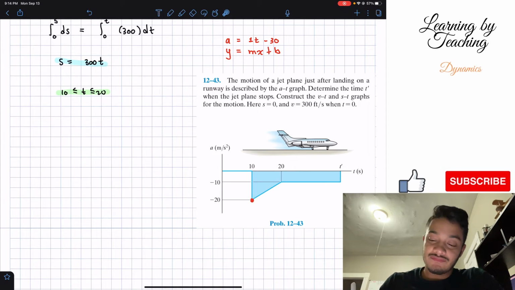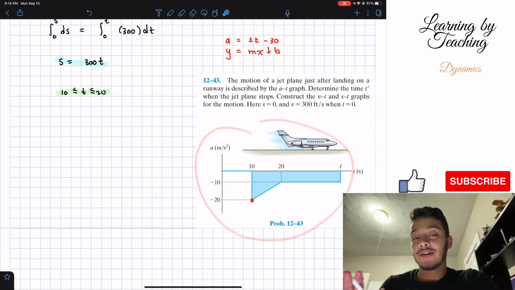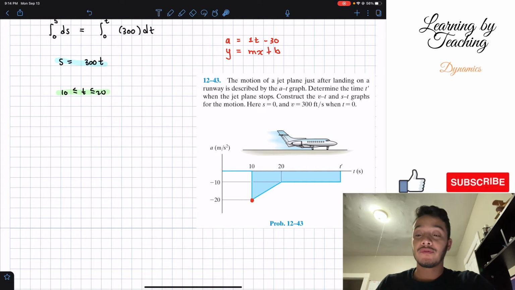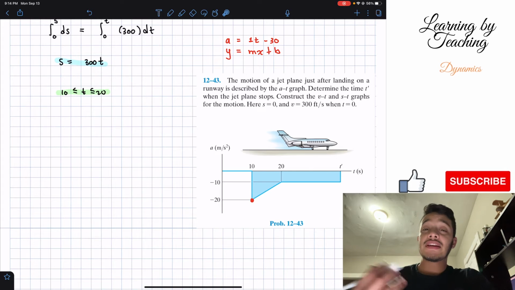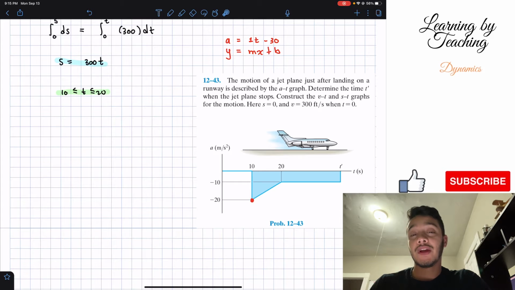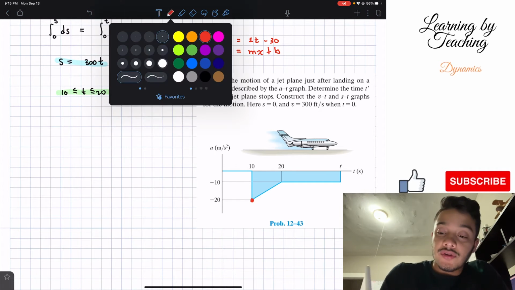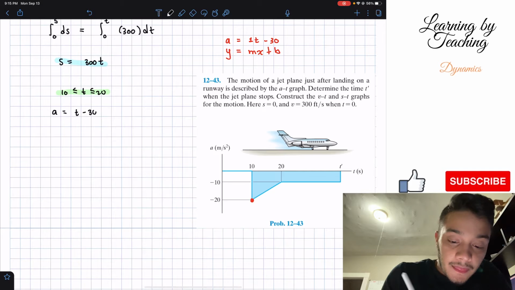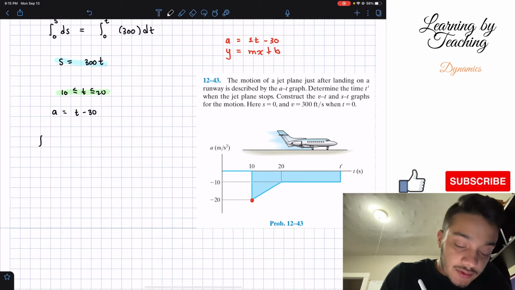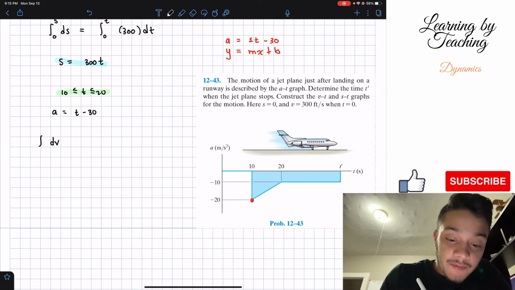I know this is a different way of solving for our acceleration equation, but if you are not comfortable with this way, you can go back and use any method that you learned in algebra. Now that we know that our acceleration is equal to t minus 30, we're gonna go ahead and do the integral of our change in velocity.